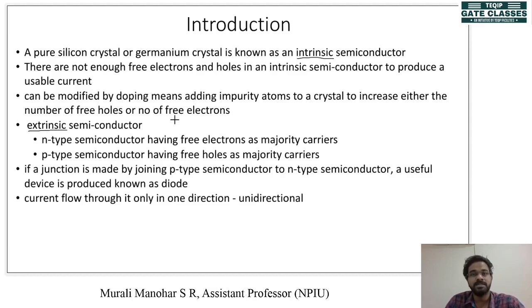This extrinsic semiconductor is of two types. One type is N type. In N type semiconductor, we have free electrons as majority charge carriers, and in P type semiconductor, we have free holes as majority charge carriers. Then if we make a junction by combining these two extrinsic semiconductors, that is P type material and N type material, then magic occurs, and that magic is called a diode.